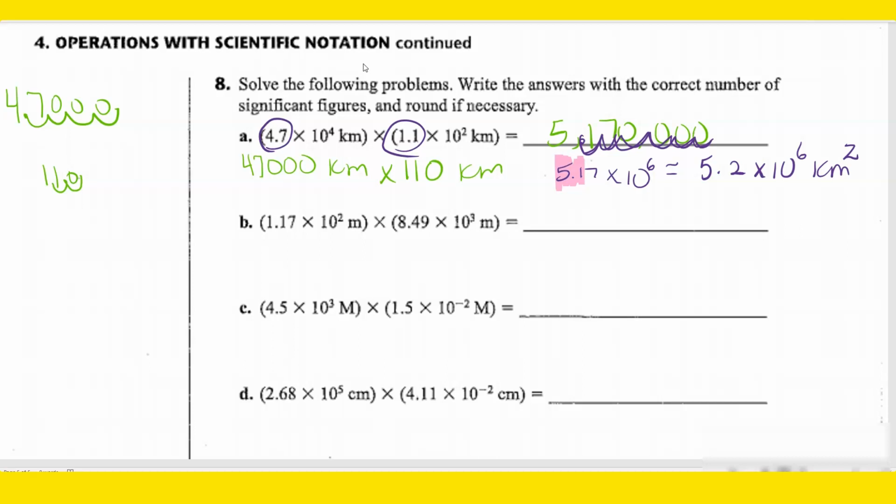If you're saying, oh, I think I need another problem, let's do one more. Let's do letter C. You've got 4.5 times 10 to the third power. Because that's to the positive third power, I'm going to move my decimal 3 places to the right. 1, 2, and 3, fill them in with zeros, so you end up with 4,500 molarity, the big M, times 1.5 times 10 to the negative second power.